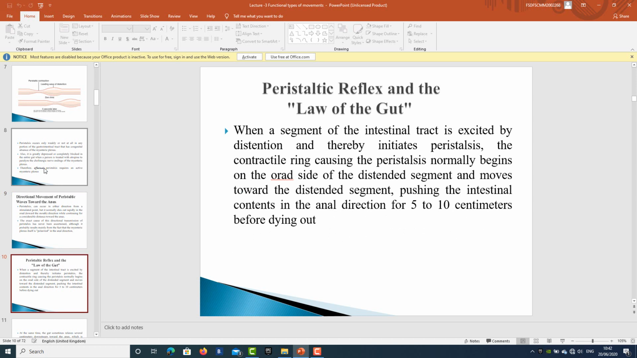Now let's talk about the law of the gut. We should know about it, because it is frequently asked. We should know what peristalsis is and what the law of the gut is. So let's talk about it.